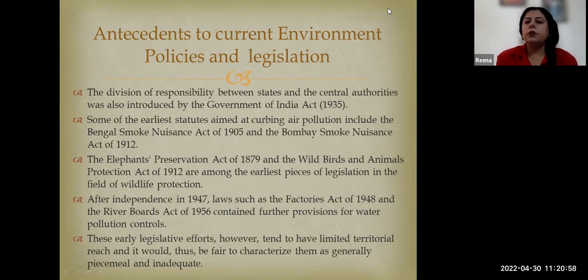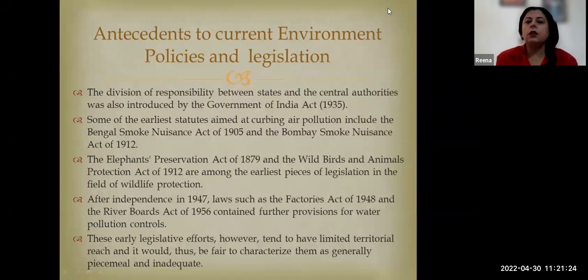The division of responsibility between states and the central authority was introduced by the Government of India Act of 1935. So there has been a division of responsibility. A few of the aspects of environment are covered under the state list, a few are covered under the central list, and a few are covered in the concurrent list. Okay, so I'll be showing that also after this.